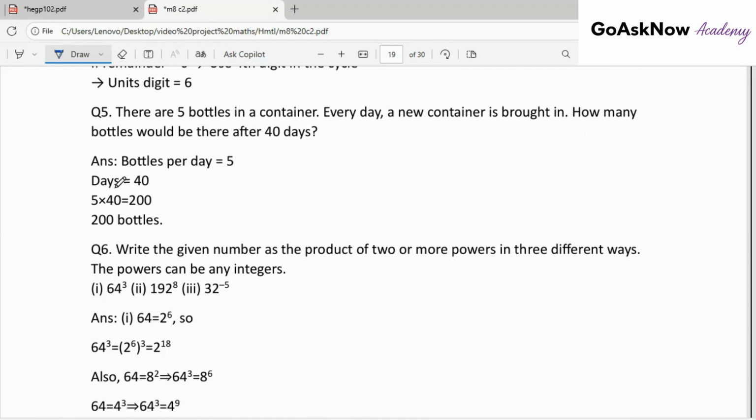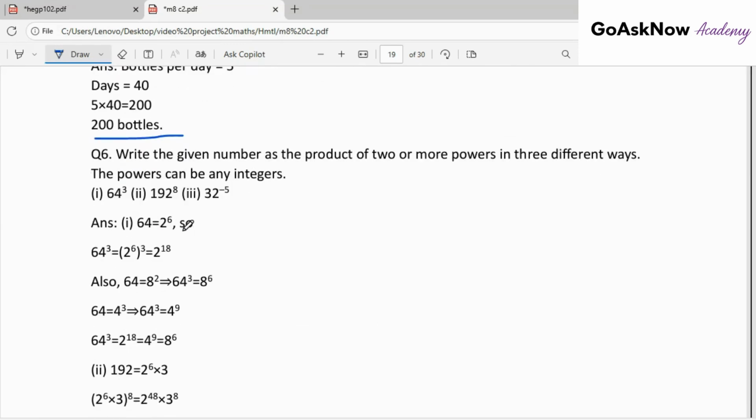Bottles per day is 5. Days is equal to 40. 5 into 40 is equal to 200 bottles.